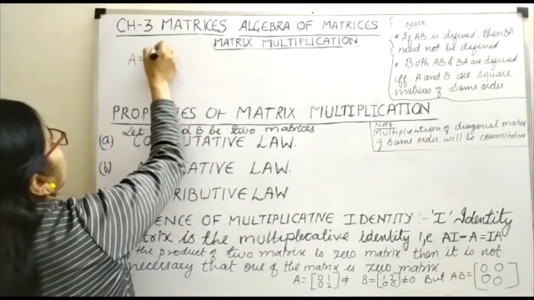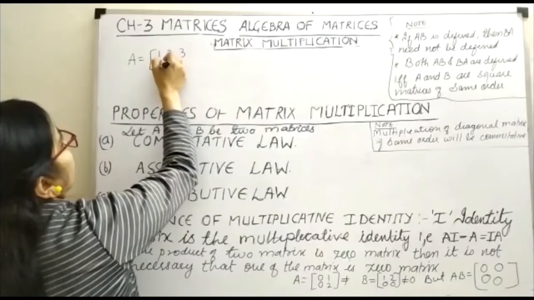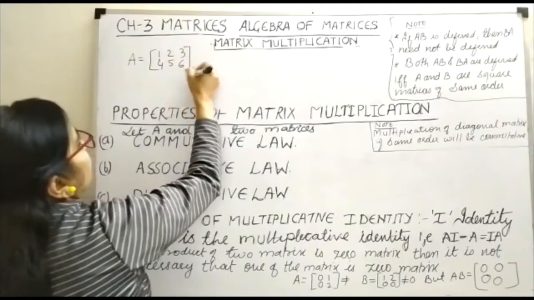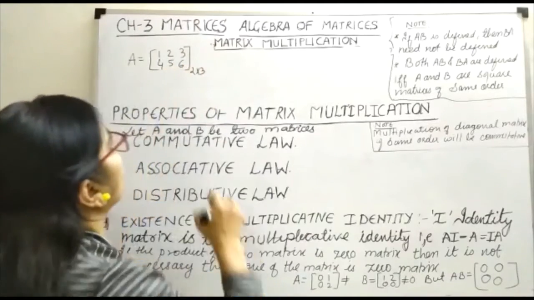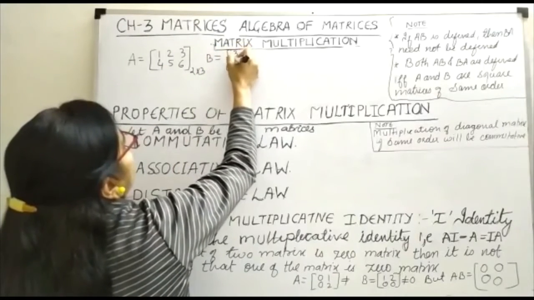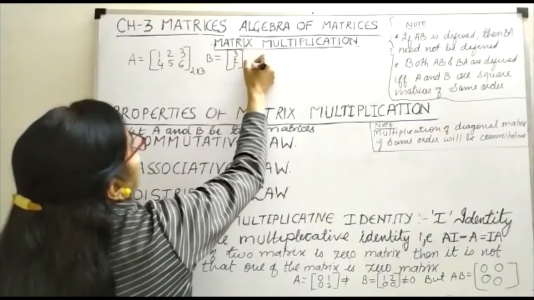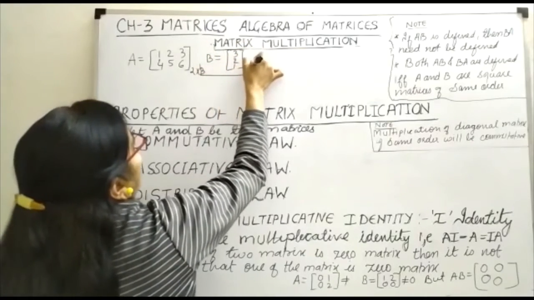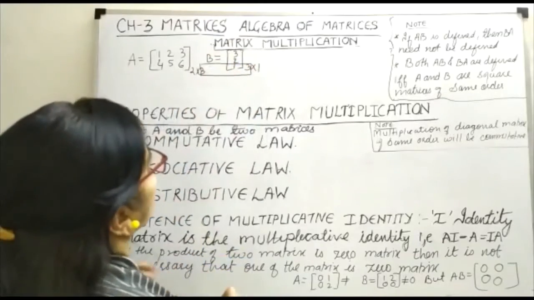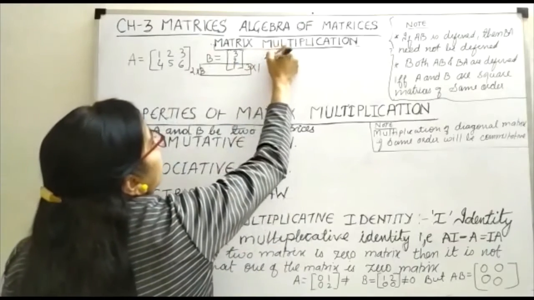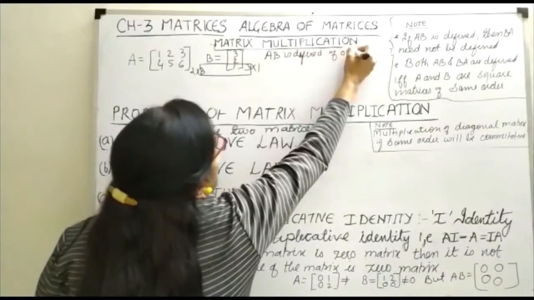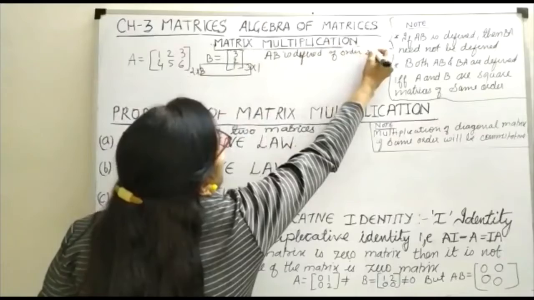Suppose A is [1, 2, 3; 4, 5, 6]. You can see the order of A is 2 into 3. That means it has 2 rows and 3 columns. Let us take another matrix B, [3; 2; 1], and the order of B is 3 into 1. So just see here, the column of the first matrix is equal to the row of the second matrix, and thus we can say that AB is defined. AB is defined, and its order will be what is left, that is 2 into 1.